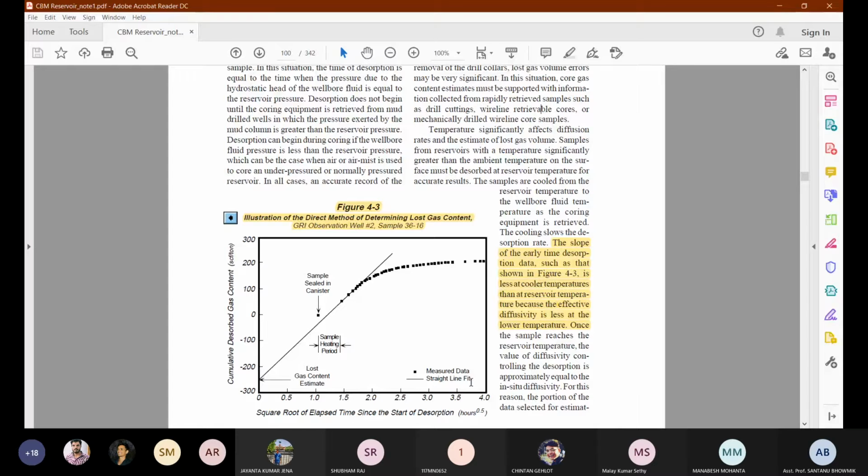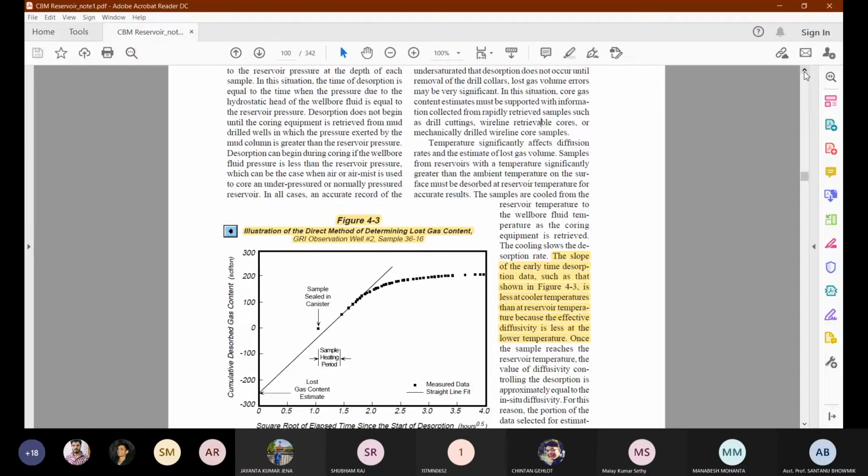But then when you are going to fit the straight line, you can fit it with the linear slope, but how far you extend it, whether up to that point, or this point, or maybe later than this, is going to give you the idea about the lost gas content. So read this part carefully. In the text they have given the description about why this is so important and how you are going to estimate the lost gas.